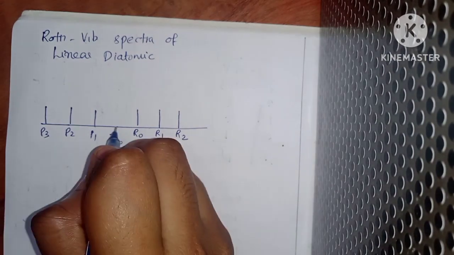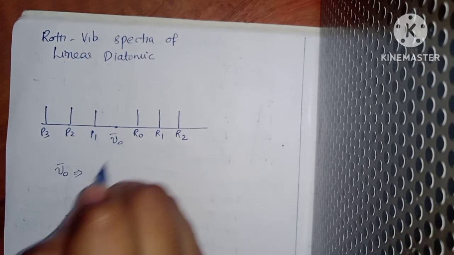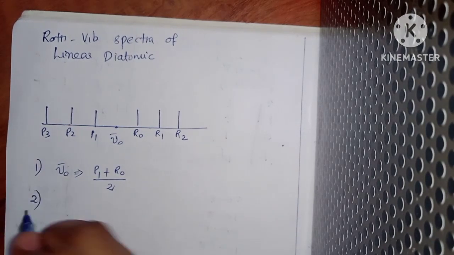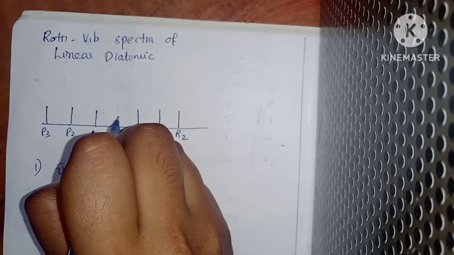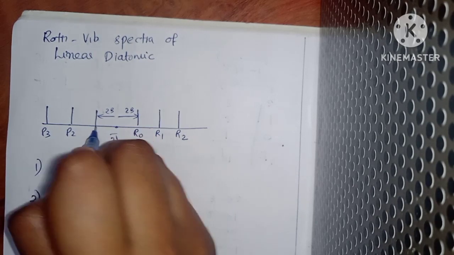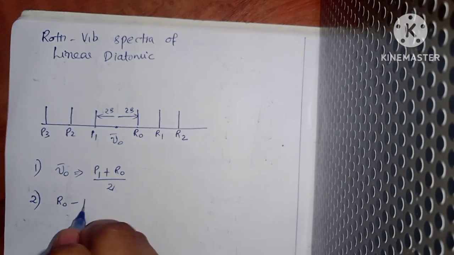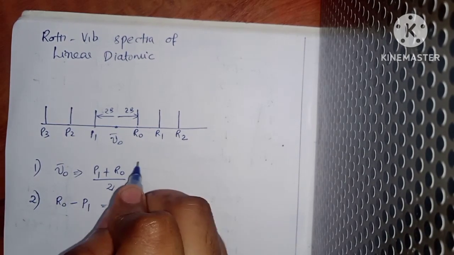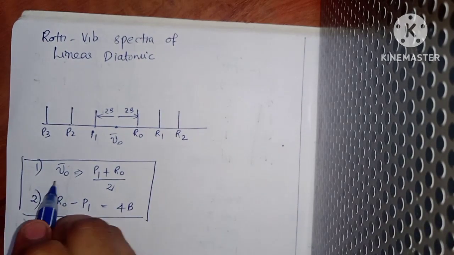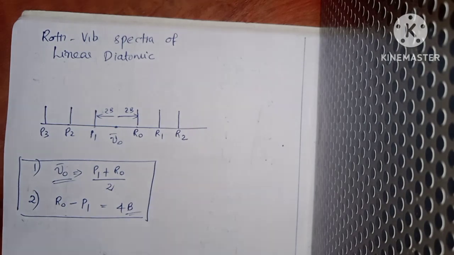Now to find the value of mu bar 0, what should we do? It's the midpoint of P1 and R0, that is (P1 plus R0) by 2. And to find the value of B, we know that this distance is 2B and this distance is another 2B. So P1 to R0, the whole distance will be 4B. That means R0 minus P1 will be equal to 4B. So these two ideas can be used to find answers to some questions. If they ask for mu bar 0 or B, to find these we can use this concept.